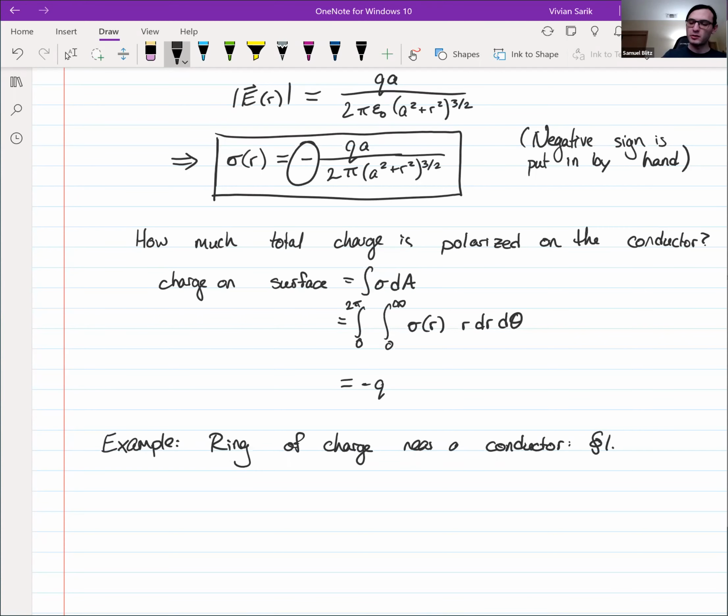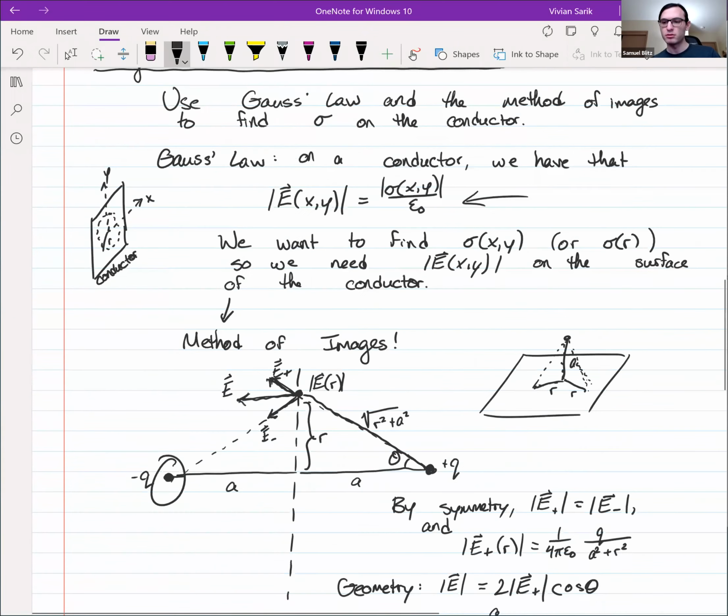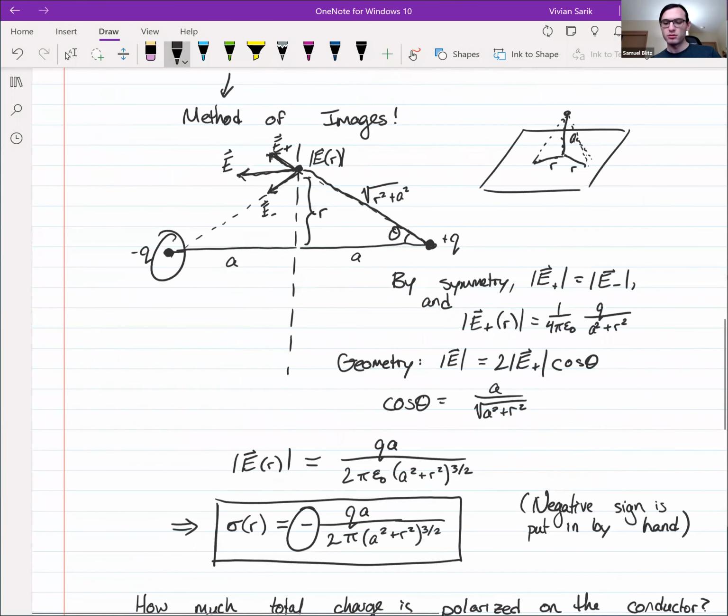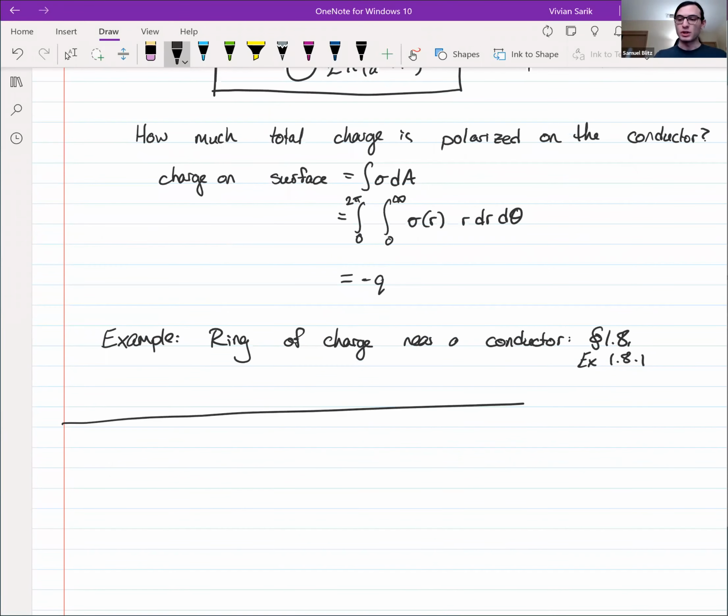Section 1.8, example 1.8.1. Rho didn't show up anywhere. And we have a lot to go over. So keep that question and we can talk about it after lecture.